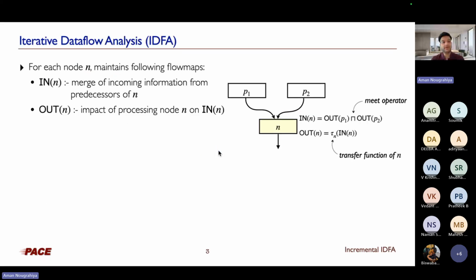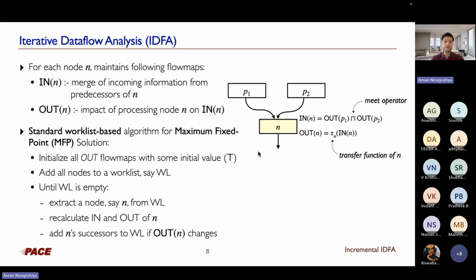So let's understand what an IDFA is with an example. In case of an IDFA, or iterative data flow analysis, with each node in the control flow graph, we maintain two flow maps, an inflow map and an outflow map. The inflow map denotes the merge of incoming information from all my predecessors. This is denoted mathematically as the meet operator. The outflow map is nothing but saying, if I execute this node n, what will be the impact on the incoming information? That is the outflow map for the node n.